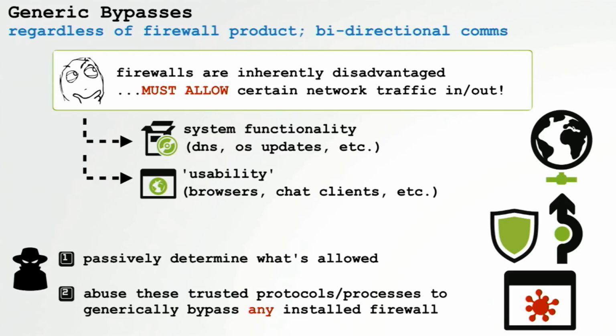And these are possible because firewalls must allow some traffic on the network. For example, system protocols, system binaries, and also the user is probably going to fully allow things like browsers, giving them indiscriminate network access. So to generically bypass a system with a firewall, we're going to do two things. First, we're going to passively sniff and determine what traffic the firewall is allowing out. And then we're going to abuse either these protocols or these applications to perform nefarious network actions.